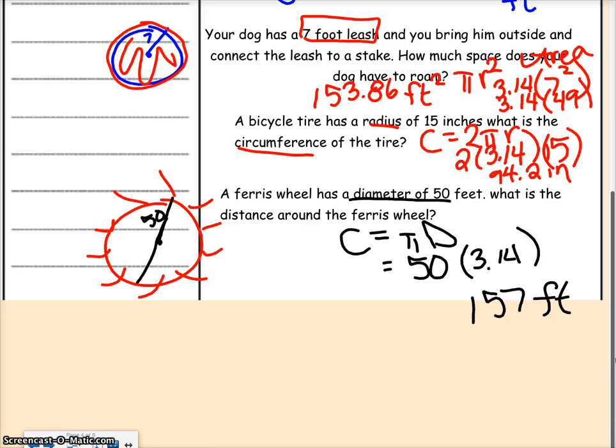Okay. So, learning target 1. Given a word problem, you need to be able to identify if you're going to use area or circumference.